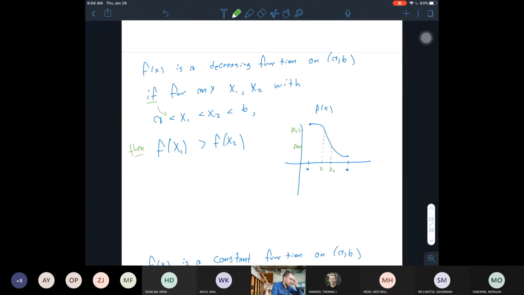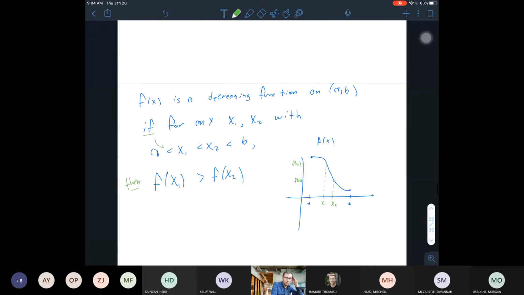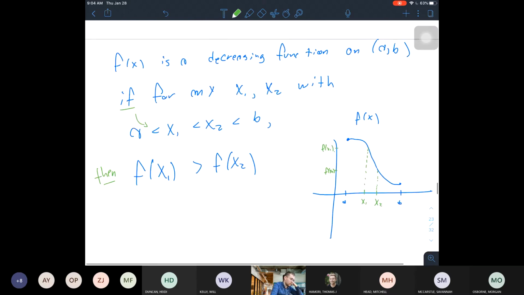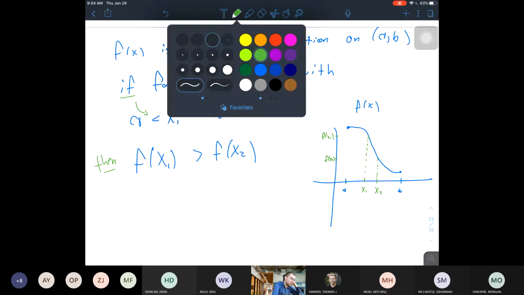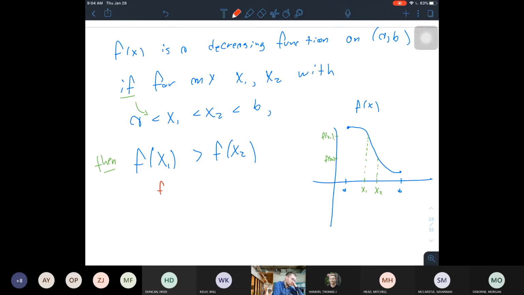Okay. Any questions about increasing and decreasing functions? Okay, no questions. Same deal. If we have greater than or equal to, we call that, quote, non-increasing.